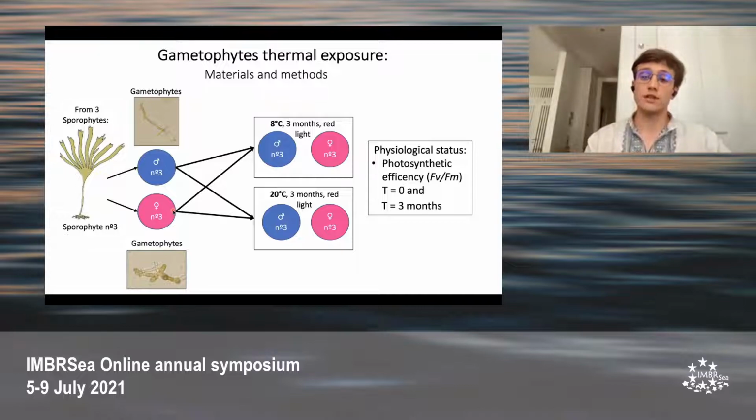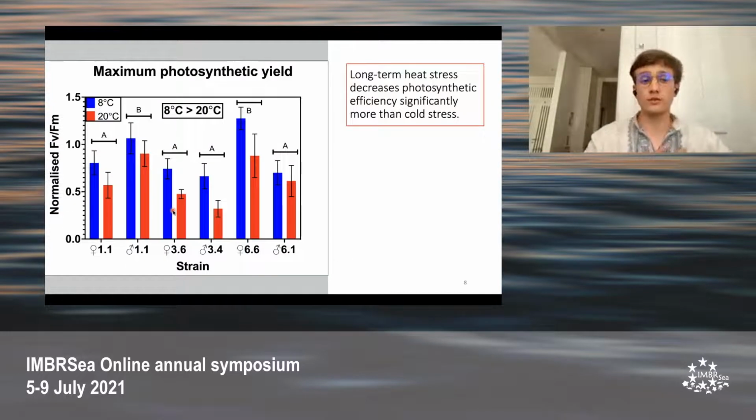And their physiological status was estimated by measuring the photosynthetic efficiency before and after the exposure to these experimental temperatures. So in terms of the results of this first part, here we have a graph. On the y-axis, we have the normalized maximum photosynthetic yield, and on the x-axis, each of the 6 strains.